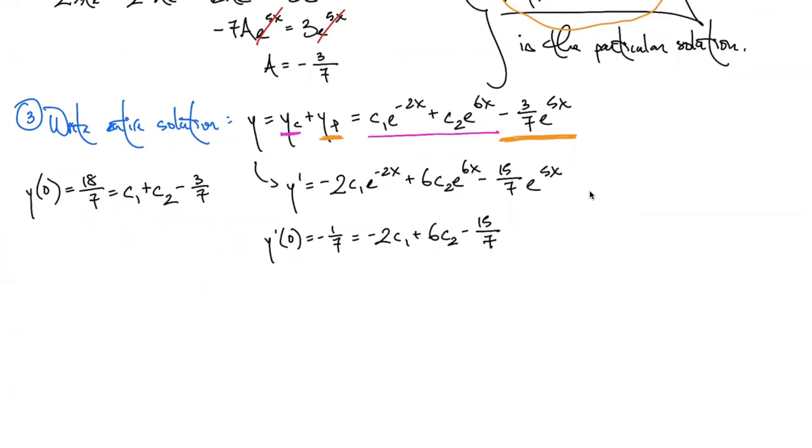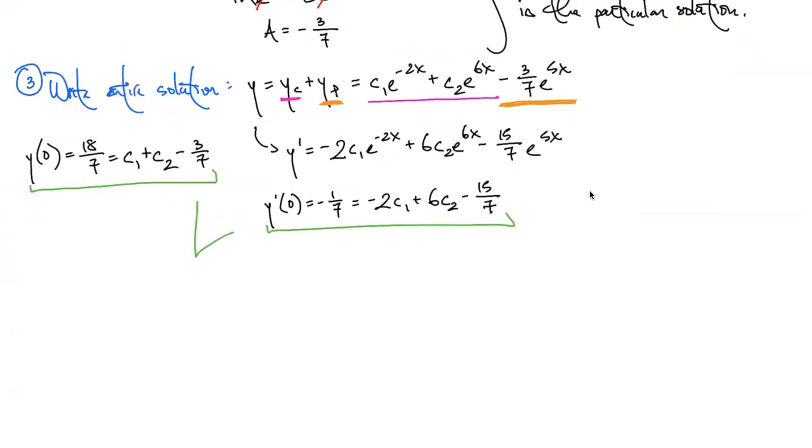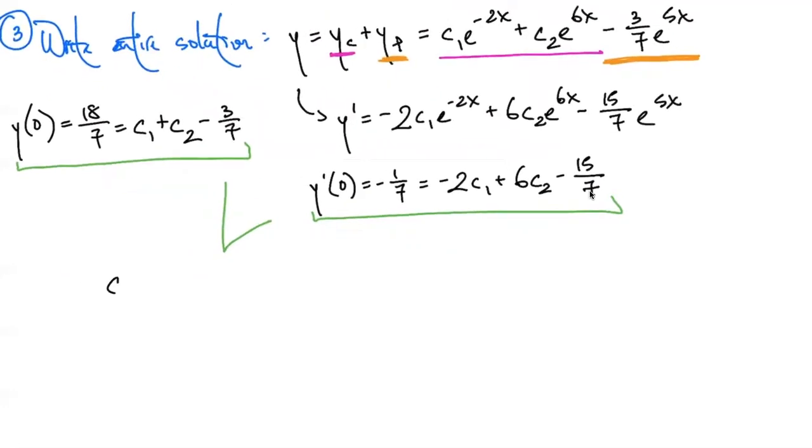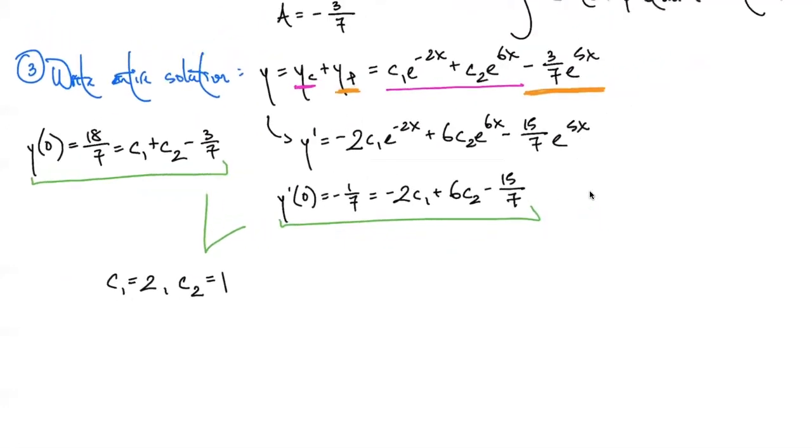I can take this equation and this equation, and I can go ahead and put them into a matrix if I wanted to. I could use substitution or elimination, all right? So any one of those methods would work. And at the end, we should find that C sub 1 equals 2 and C sub 2 equals 1, right?